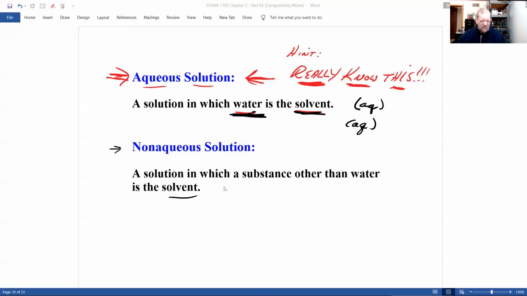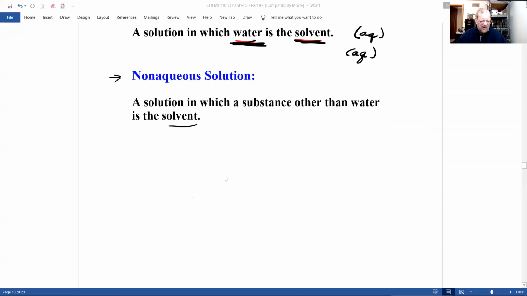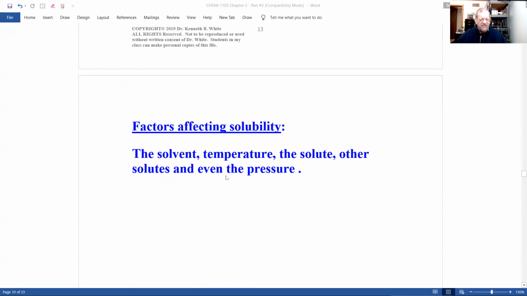And that's non-aqueous, where anything but water is the solvent. Now, switches off, but just interesting.